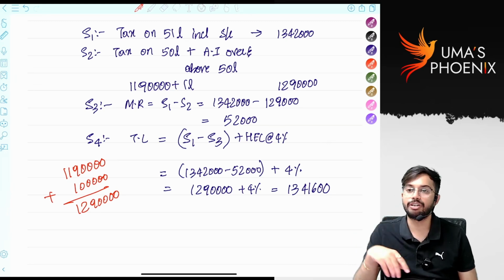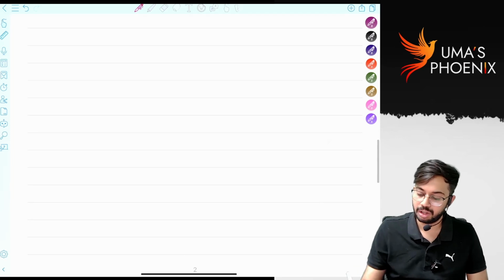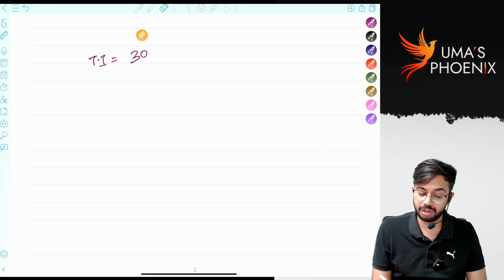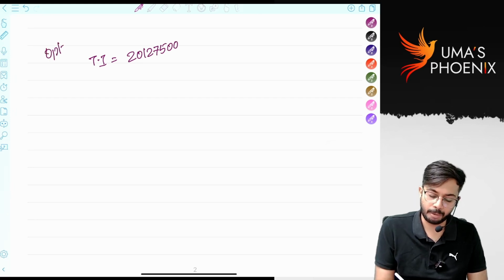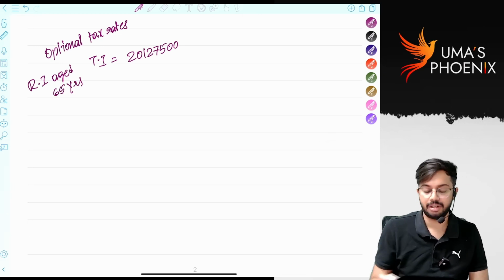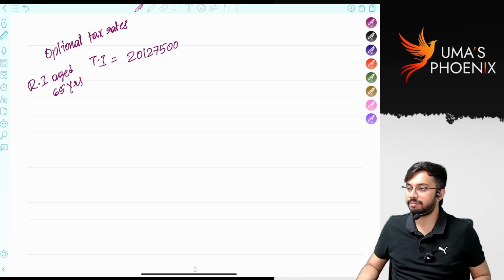Is it clear? Now shall I give the second one? Will you do? Yes, sir. Everybody? Yes, sir. Total income of an individual is 2 crore 1 lakh 27,500. He is paying taxes under optional tax rates. He is a resident individual, aged 65 years. I wanted the final tax liability. Please tell quickly.